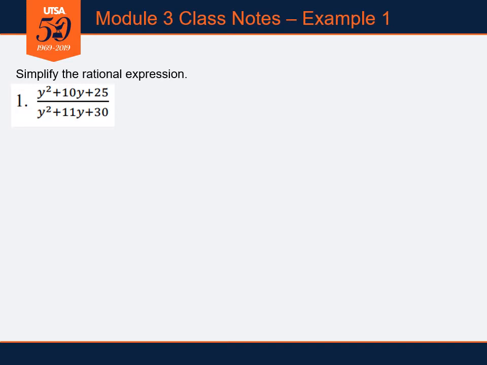So let's take a look, starting here in example 1 with a fraction, a rational expression, y squared plus 10y plus 25 over y squared plus 11y plus 30. And the idea here is that we want to simplify that rational expression. When you're given a single fraction and asked to simplify it, there's nothing much to do other than that division bar, so what we should automatically be thinking is, can I reduce the fraction? Are there any common factors in the numerator and the denominator that I can reduce?